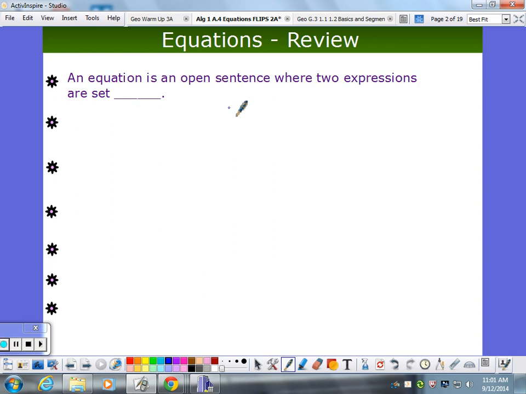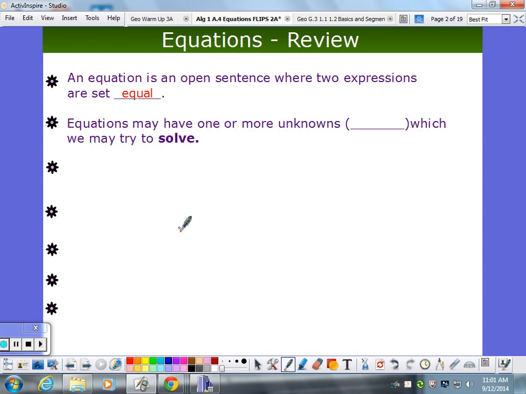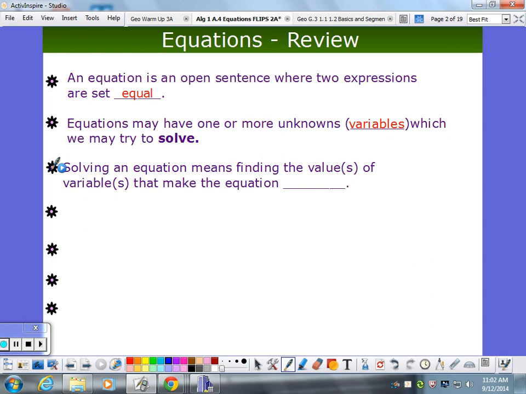Okay, so an equation is an open sentence where two expressions are set equal. Right, that's what goes in that blank. Two expressions are set equal. That's an equation. Equations may have one or more unknowns. What's another name for unknowns? Variables, which we may try to solve. Well, what does that mean?